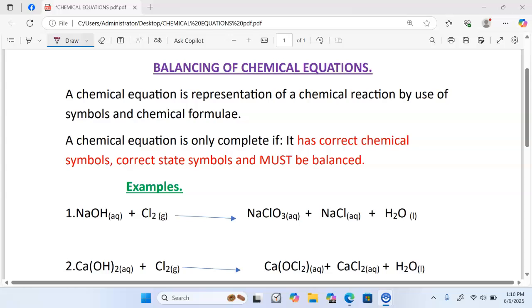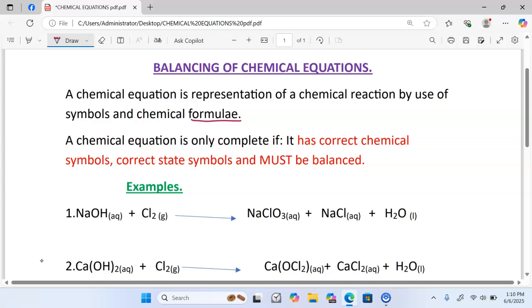We are looking at Form 2 Chemistry, balancing of chemical equations. A chemical equation is a representation of chemical reactions by use of chemical symbols and chemical formulae.